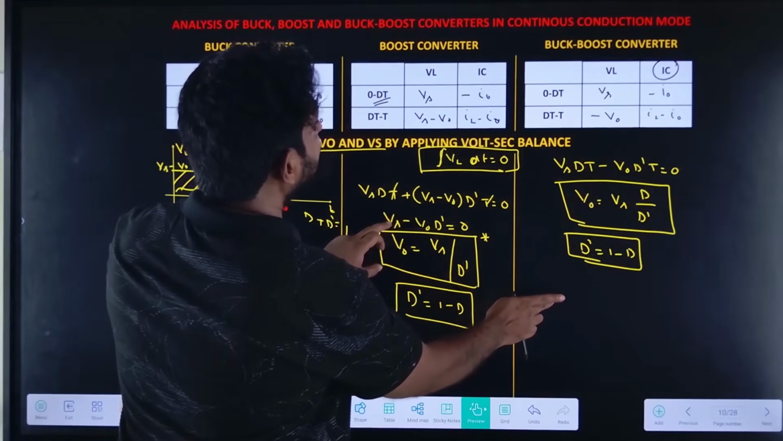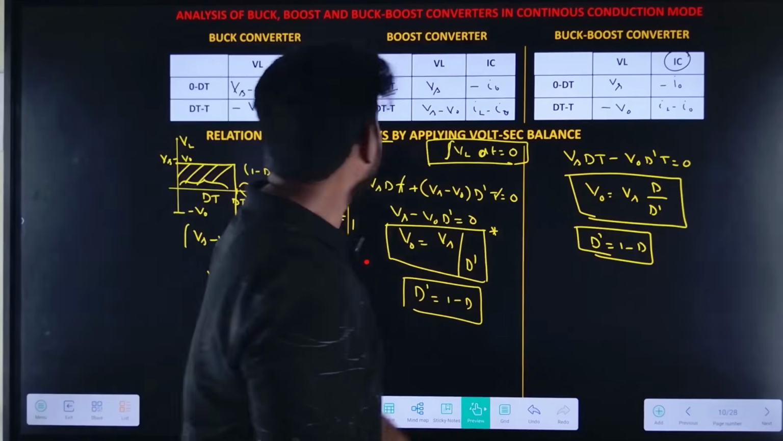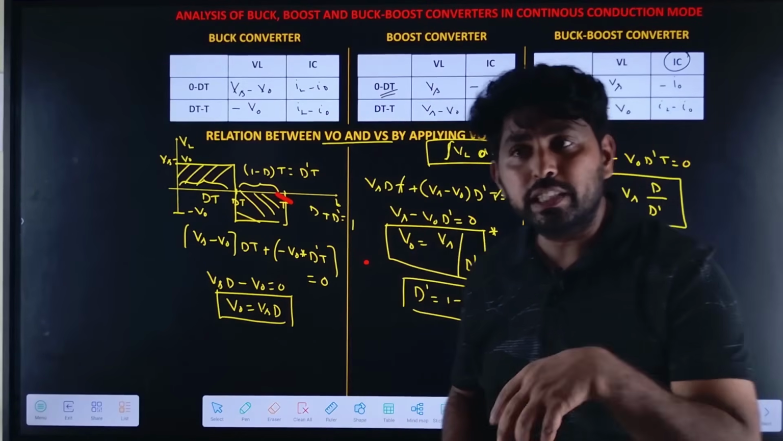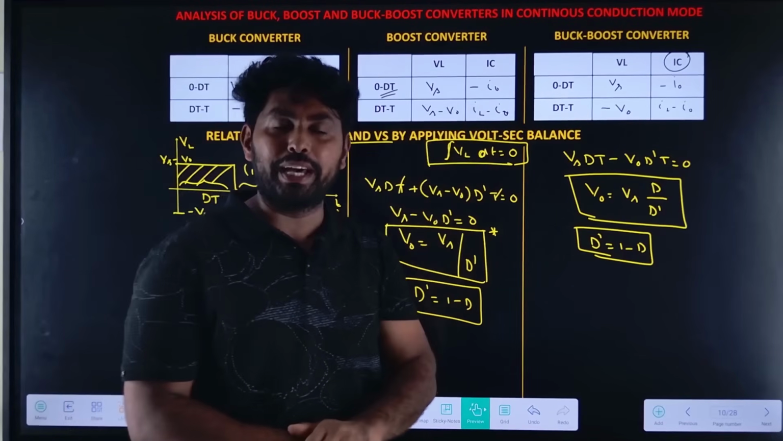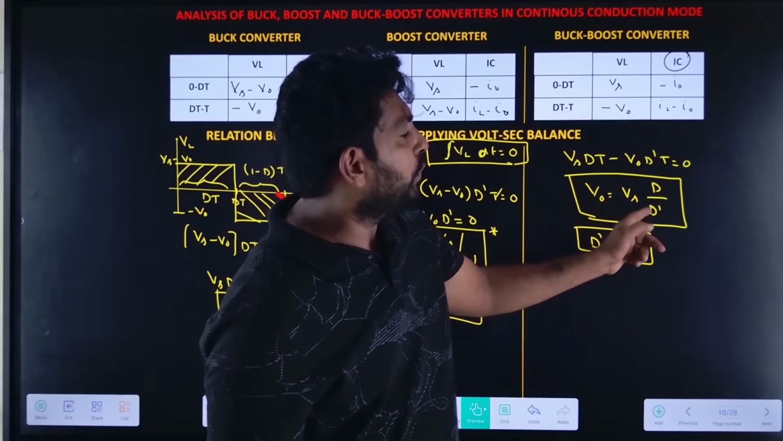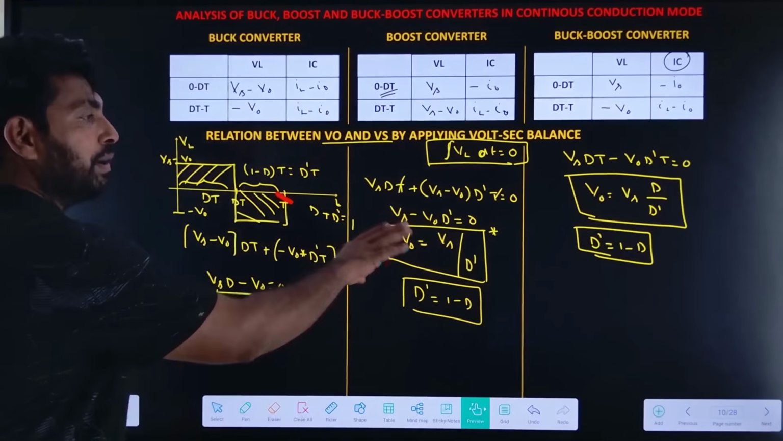We derived the output voltage for the three converters. So what is the buck converter output voltage? V naught equals Vs into duty cycle. What is the boost converter output voltage? V naught equals Vs divided by 1 minus d. And in case of buck boost converter, V naught equals Vs into d by 1 minus d. So these three expressions are very important.